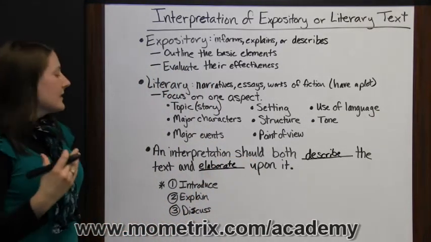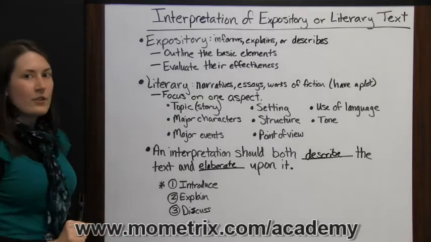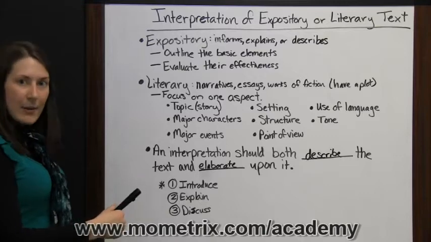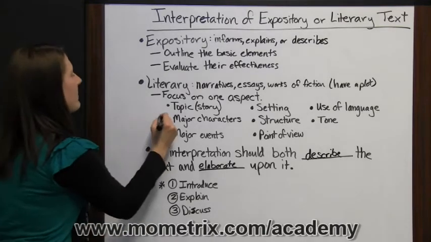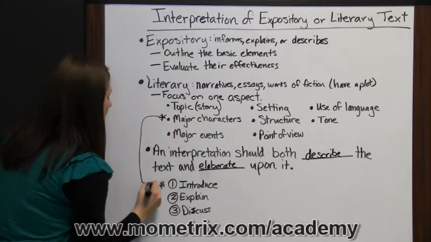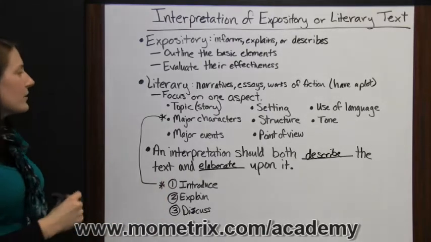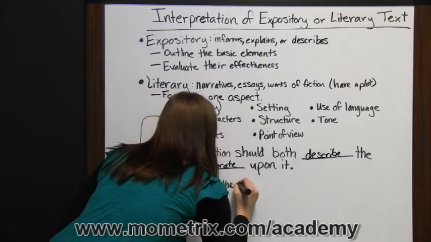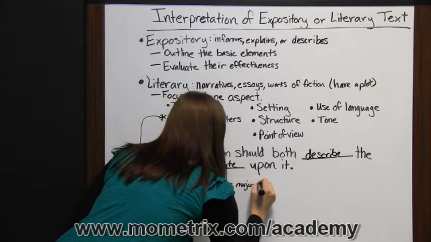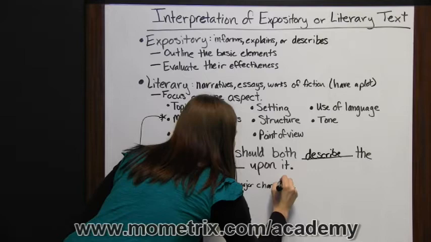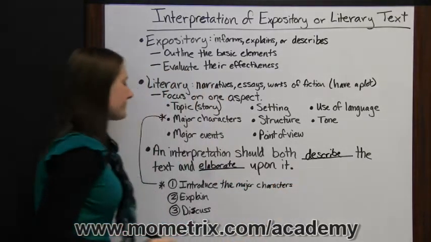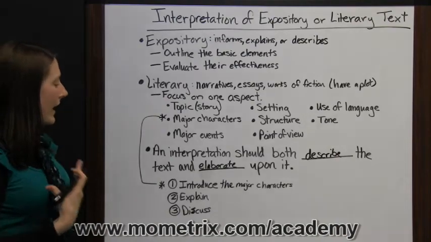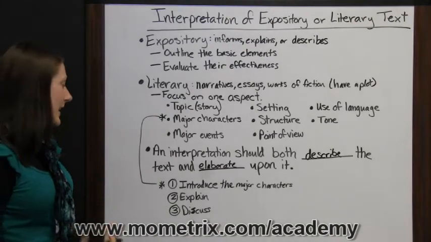So, say we were to choose major characters. You would want to describe what's in the text and elaborate upon it. And I've put that into a few steps here for you. So to describe the text, introduce the major characters. In your interpretation, describe the major characters. What do they look like? What are their attitudes? How has the author described them in the text?